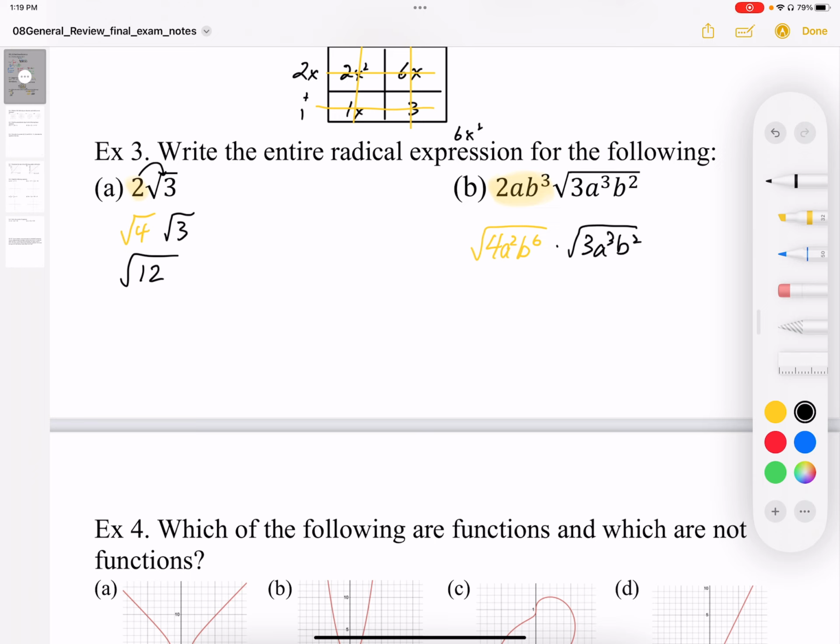Once we have it all under one root, both under the roots, we can just put this all together. So numbers times numbers, a's times a's, b's times b's. And so we get a to the 5, b to the 8.